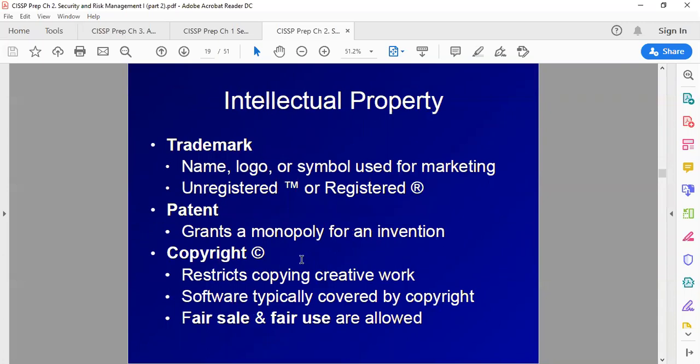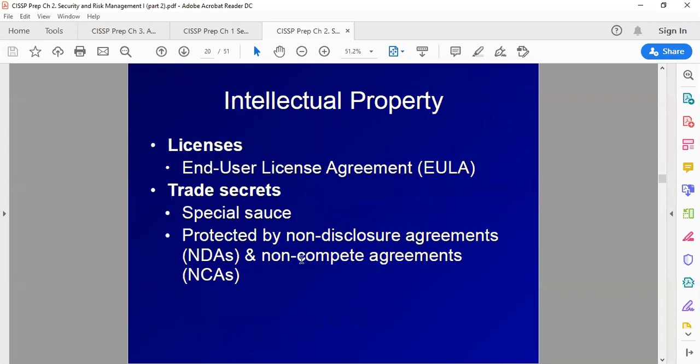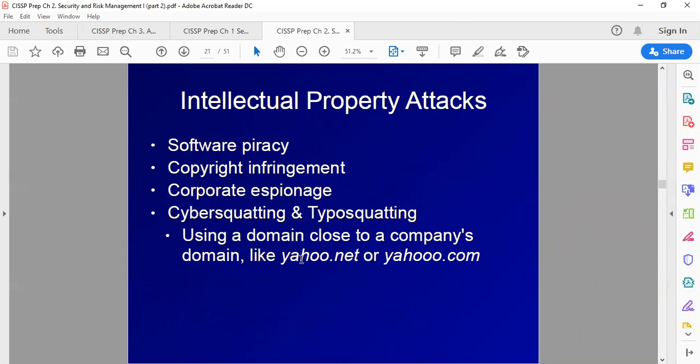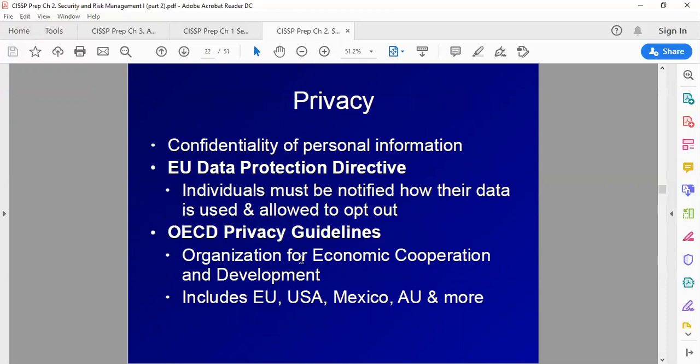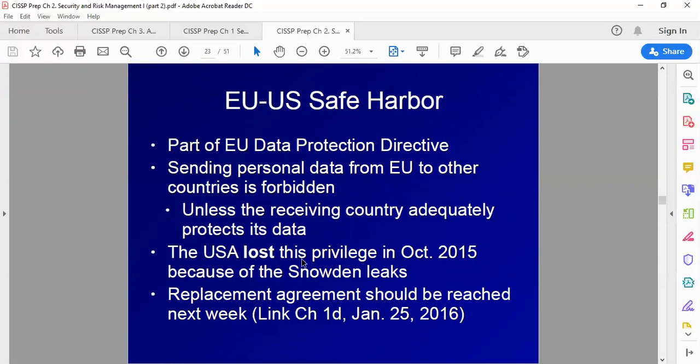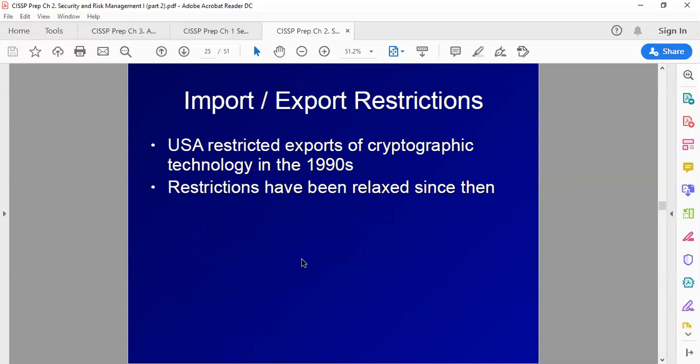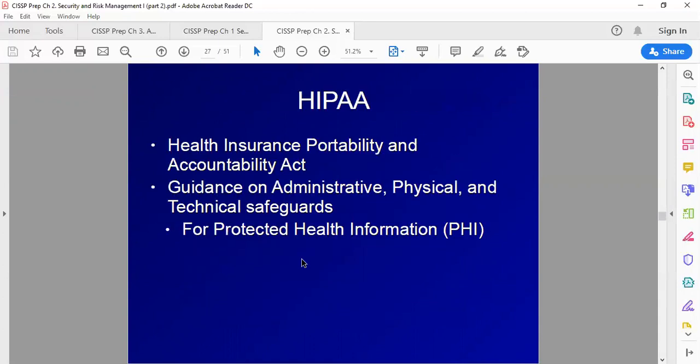Okay, so these are the intellectual properties. We already talked about trademarks, patents, and copyright. You can take a look at my previous videos, where you will find licenses, trade secrets, and how intellectual property and software copyright work. Okay, corporate espionage and cyber security, and what privacy is all about. The number of questions coming from this will not be many.